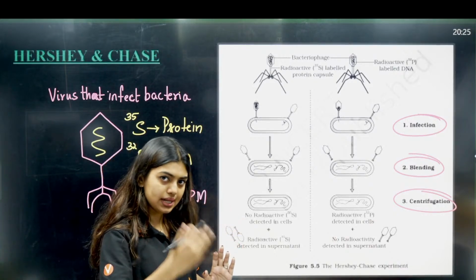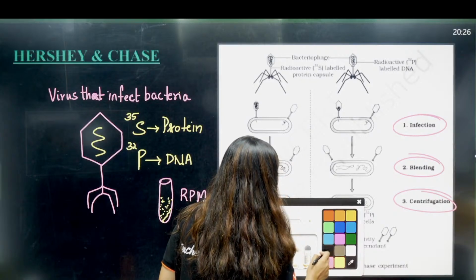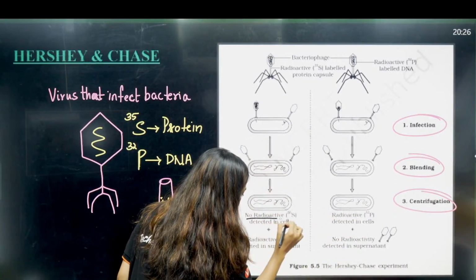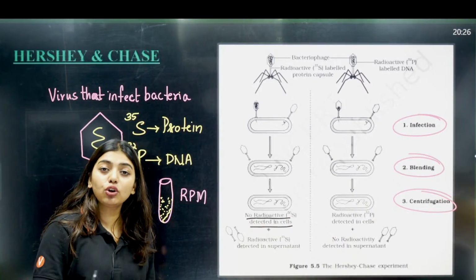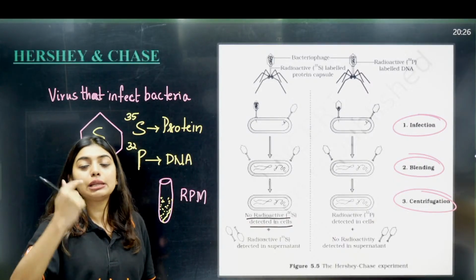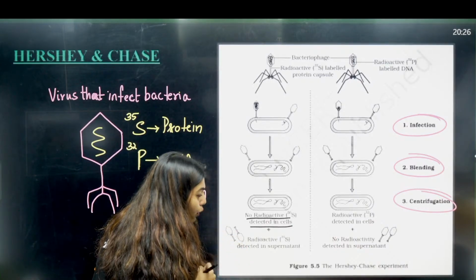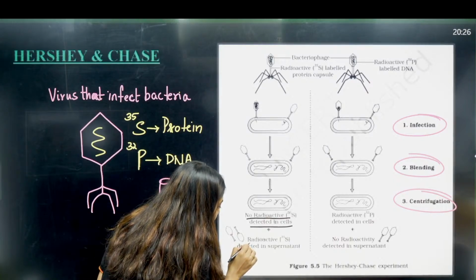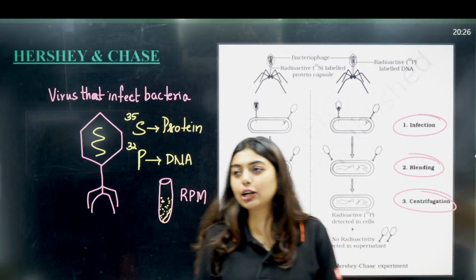Now, centrifugation happened. Look here, the result is very, very important. No radioactivity detected in the cell. That means the protein coat did not enter into the cell. That means protein is not the transforming principle. Where did we get all the radioactivity? Radioactivity was detected in the supernatant. Clear to all of you?